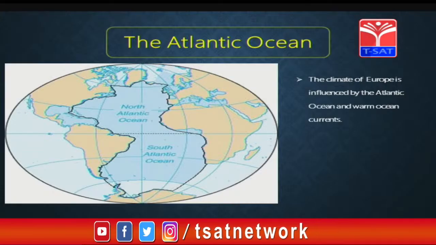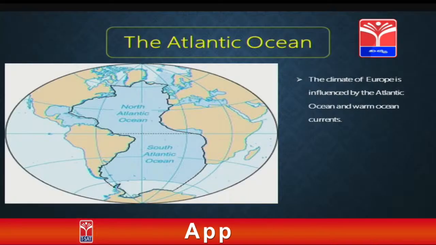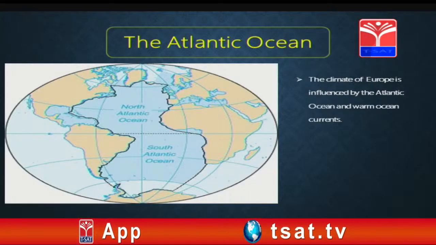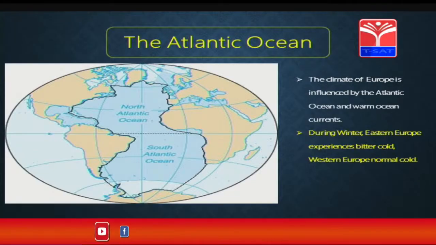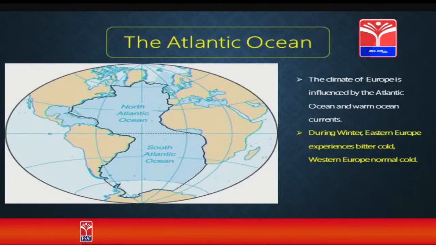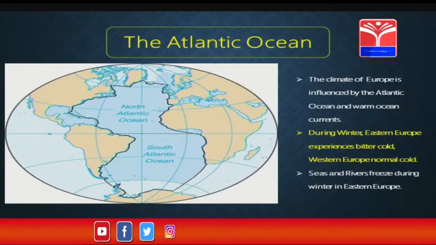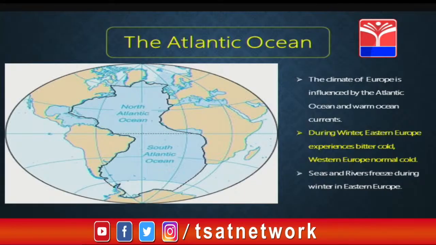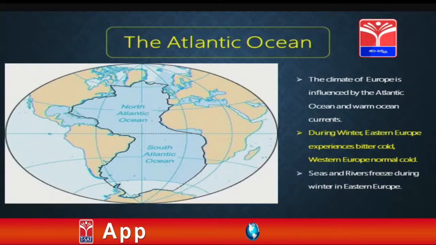The climate of Europe is also influenced by the Atlantic Ocean and warm ocean currents which blow from this ocean. During the winters, Eastern Europe experiences bitter cold, while Western Europe experiences normal cold because of the warm ocean currents and westerlies coming from the Atlantic Ocean. Seas and rivers freeze during winter in Eastern Europe because Eastern Europe is farther inland than Western Europe.